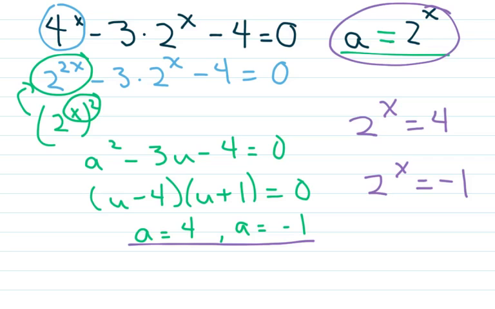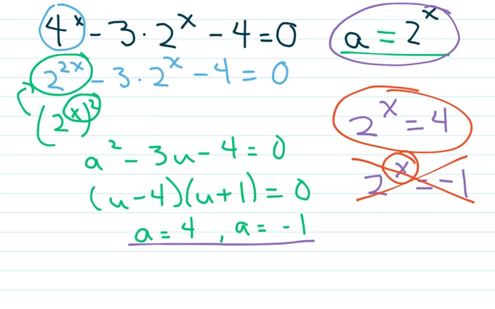This is not permissible here. So this one right here doesn't work. There's no exponent where this is true. But in this case, I have x equals 2. Okay, and if you plug the 2 back in to your x here, it should work. Okay, let's do a few more.